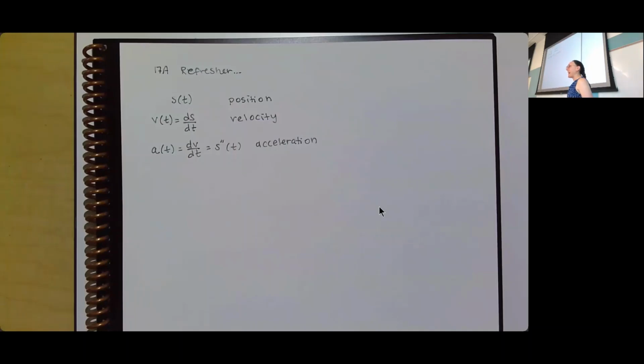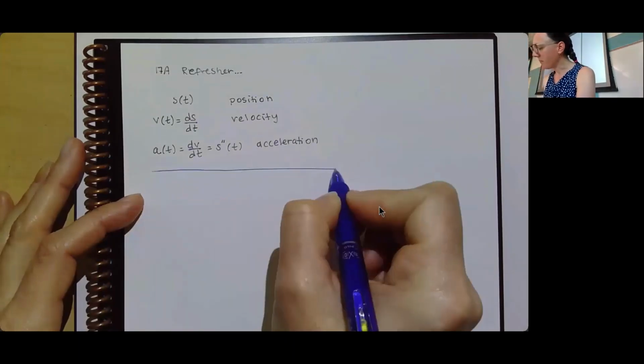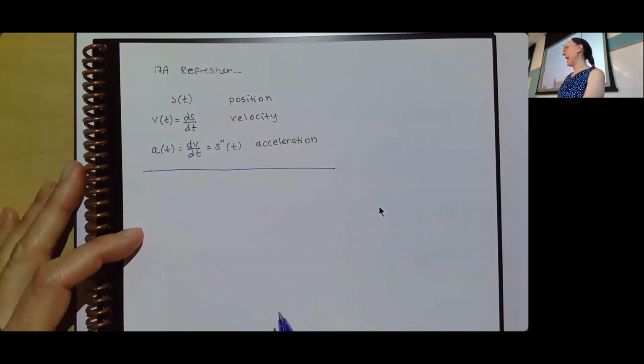So in 17A, I might have given you a position function and asked you questions about the velocity or the acceleration. 17B is kind of all about going backwards and thinking about antiderivatives. So now we might be given an acceleration function and have to answer questions about the velocity or the position. Fun things that maybe you know from a high school physics class.